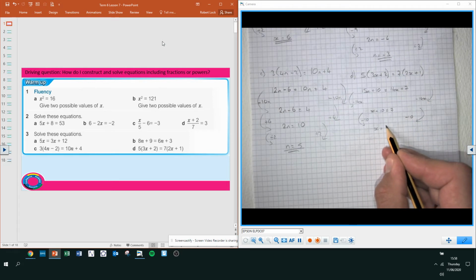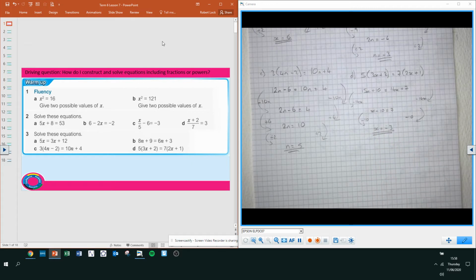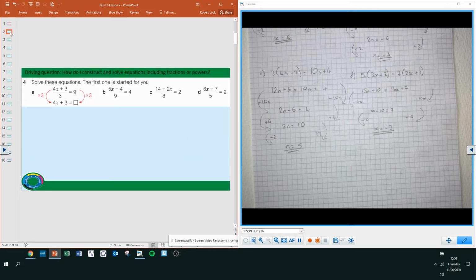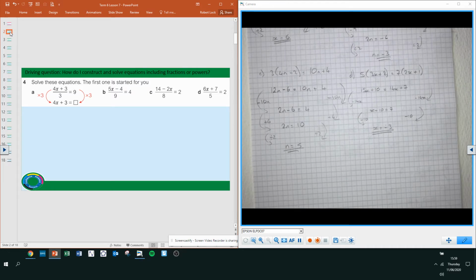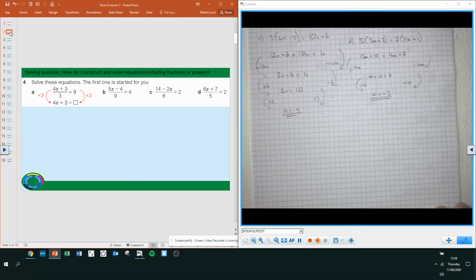X equals 7, take away 10 minus 3. Okay. 4. Solve these equations. The first one's been done for you. Well, you've been doing it already, really.